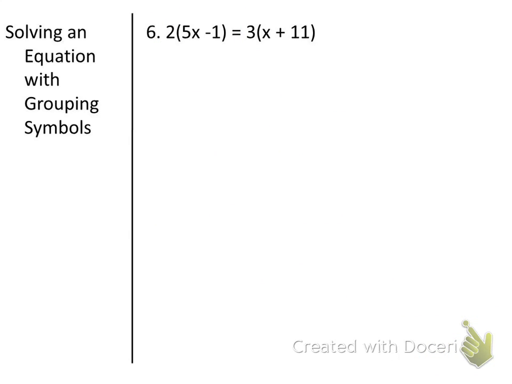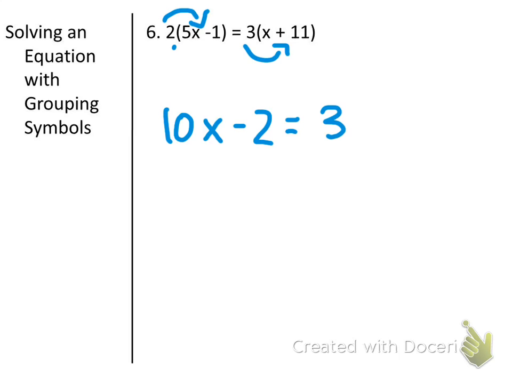Okay, now what we're going to do is distributive property. So I'm going to distribute the 2 to everything inside the parentheses. Then I'm going to distribute the 3 to everything inside of the parentheses. So 2 times 5x is 10x. 2 times -1 is -2. 3 times x is 3x. 3 times 11 is 33.